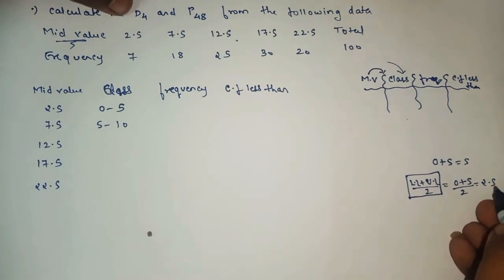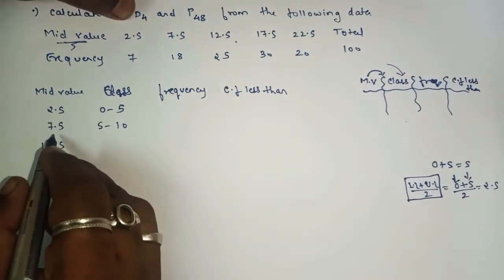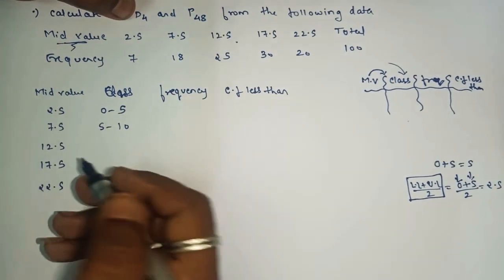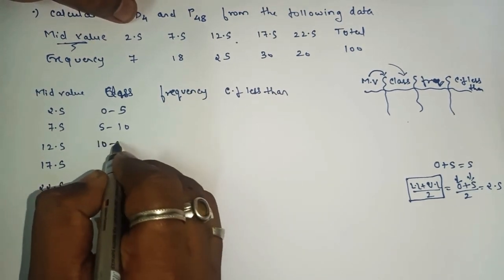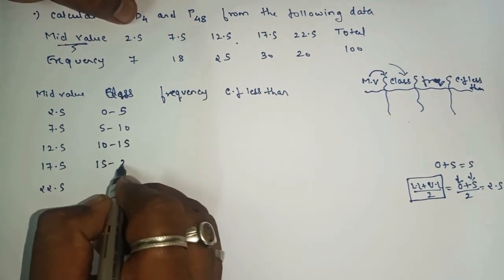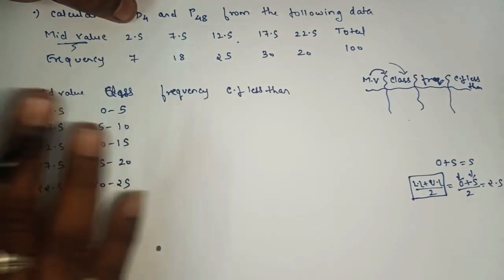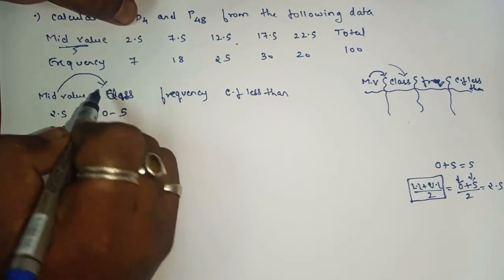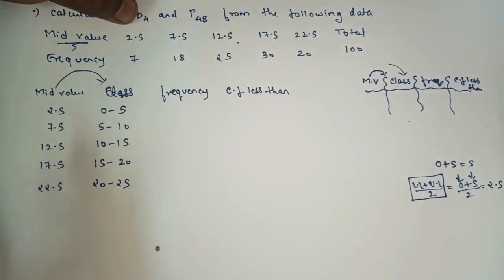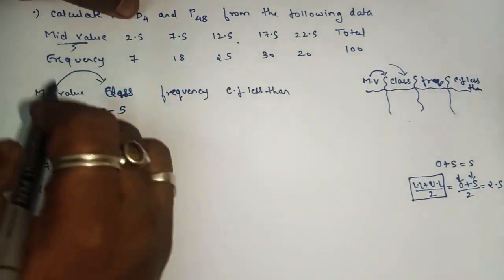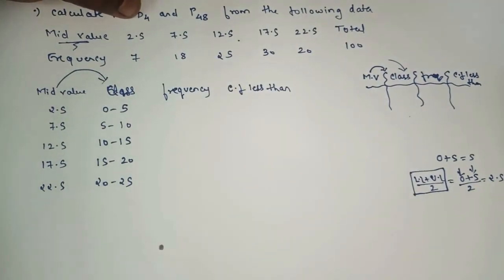So 2.5, can I say it lies between the class 0 to 5, yes or no. 7.5 will lie between 5 to 10, right? Then this will be between 10 to 15, this will be 15 to 20, and this will be 20 to 25. I hope you all understood how to convert the mid value into class. Mid value is actually a class mark, it is not a class, it is the mid value of the class. So we have to generate our class first, then frequency and the cumulative frequency less than.